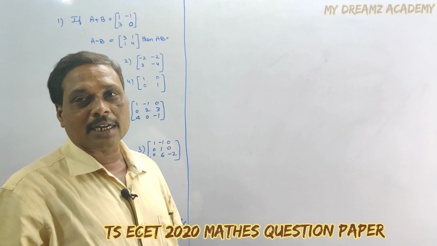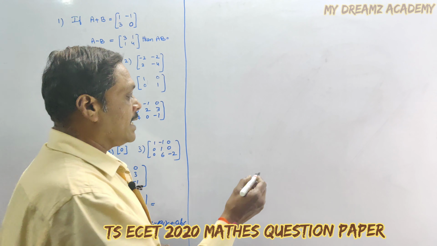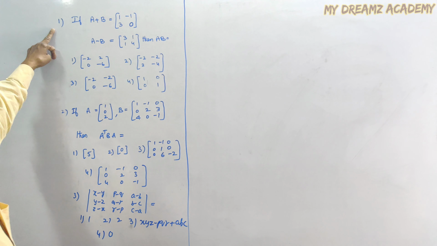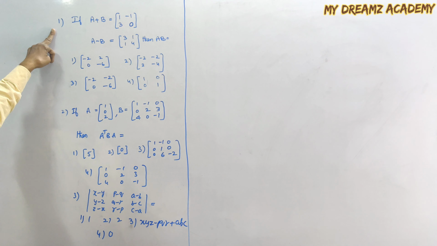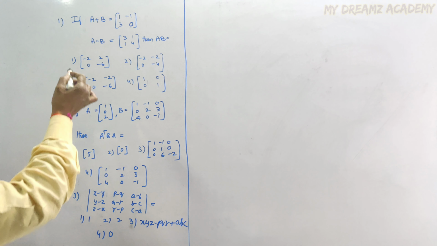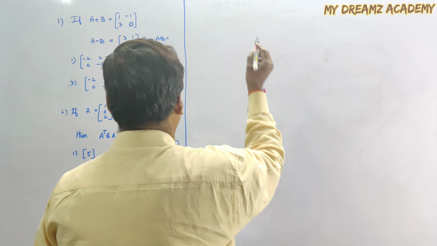Today we are going to discuss the previous EAMCET 2020 TS paper. In that, see the first problem. Given A plus B is equal to [[1, -1], [3, 0]] and A minus B is given, 2 by 2 matrices, then find AB. 4 options are given. So in this way you have 5 questions from matrices and determinants, okay, which is an important chapter.